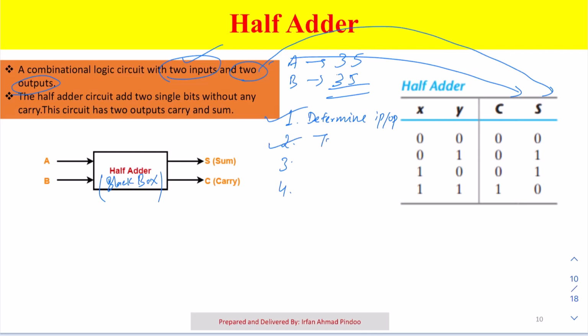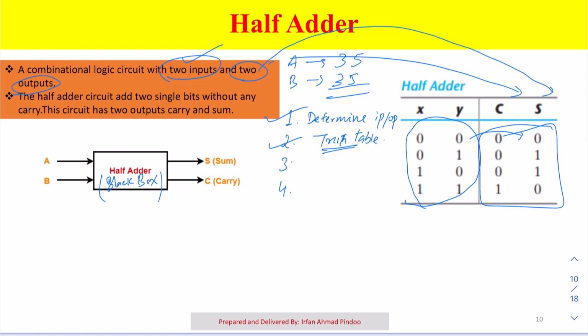Second one is you create a truth table out of it. So again recall, what is a truth table? It's a table that will give all the possible combinations of the inputs and their corresponding outputs. So that is what is a truth table, and now we will see shortly how this table is being created.